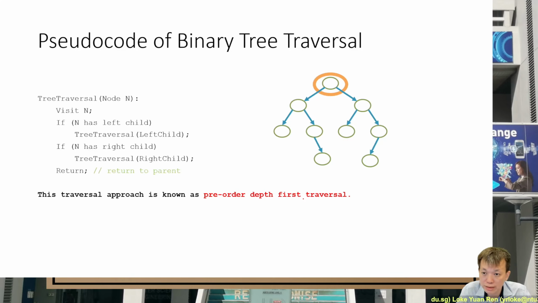So how to do this? This is the pseudo code. I visit the node first. Here I call this pre-order depth first traversal, because I visit the node, and then if the left subtree is available, I try to pass the same function to visit the left subtree. And if the right subtree is available, after that I will try to visit the right subtree. So this traversal approach is known as pre-order depth first traversal.